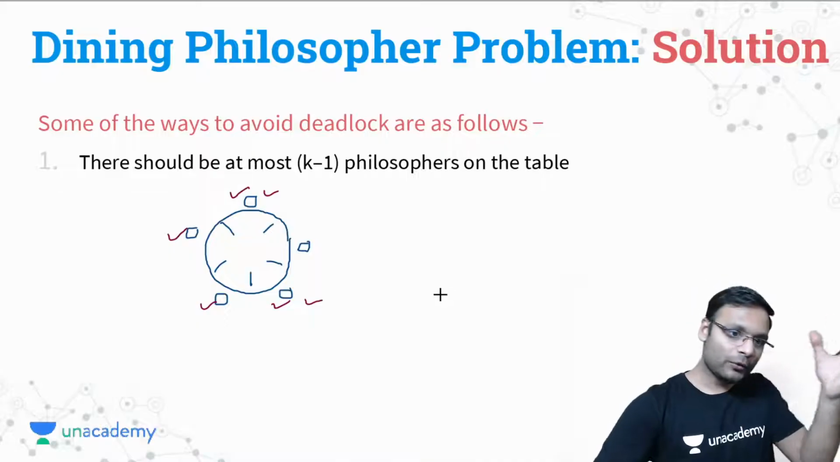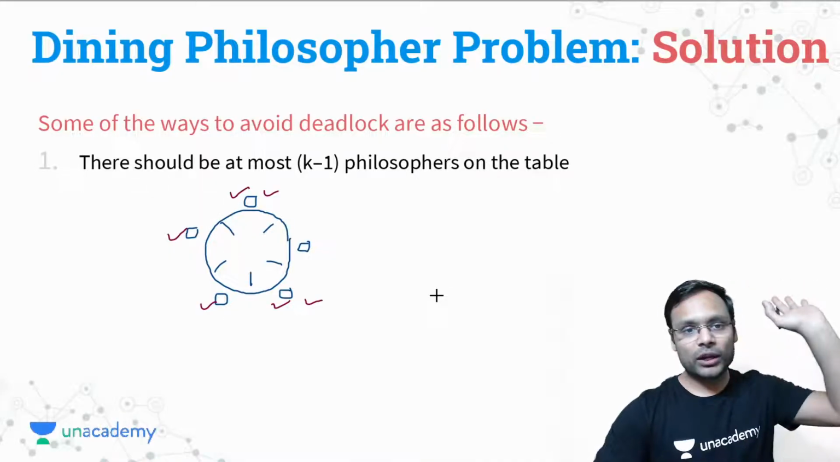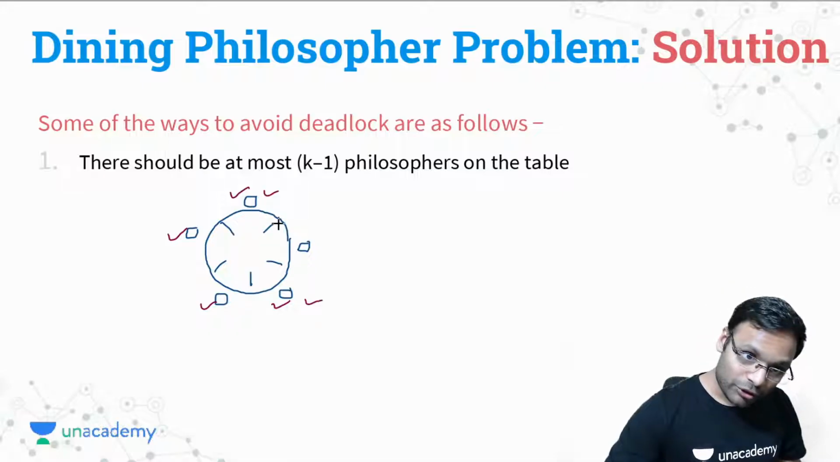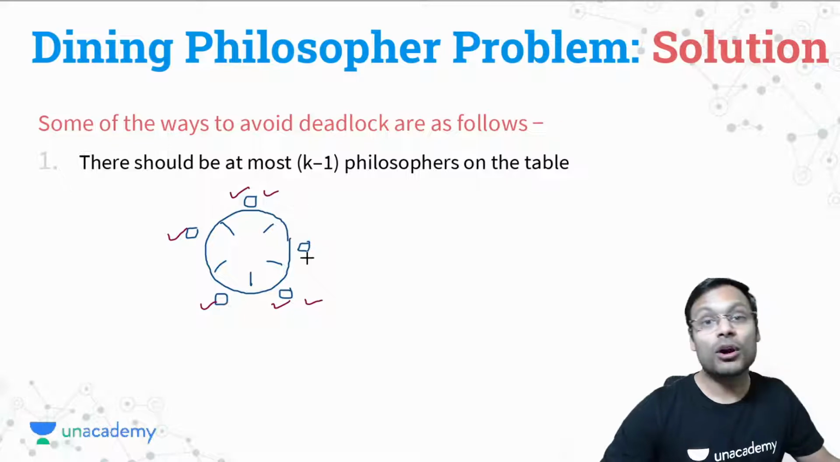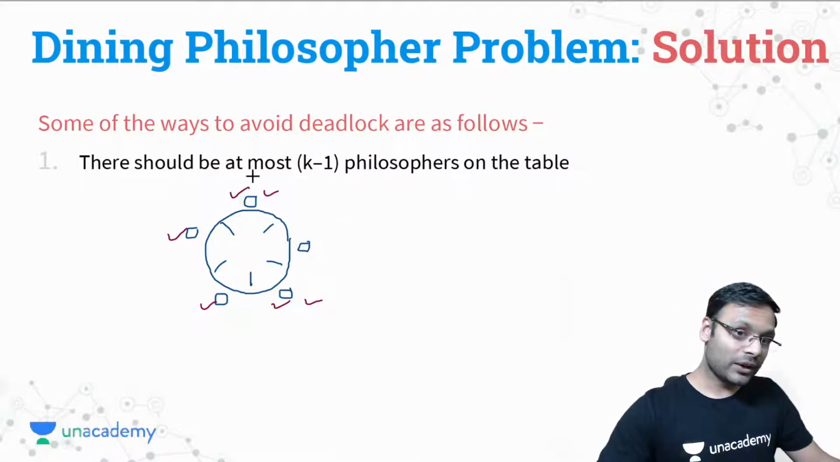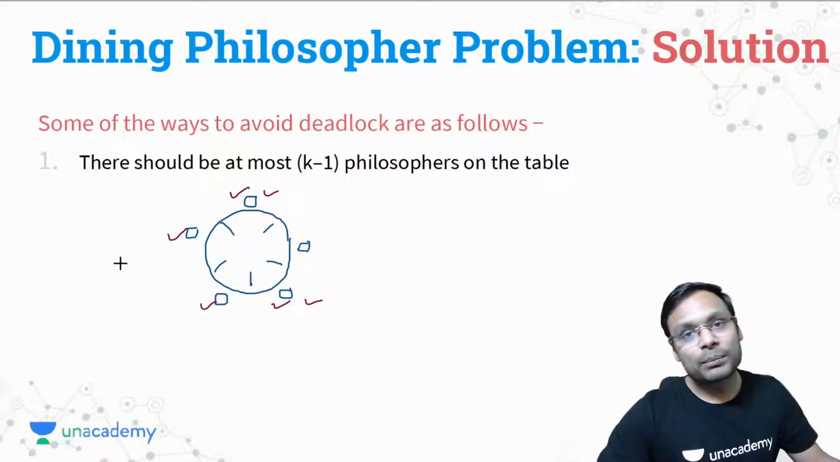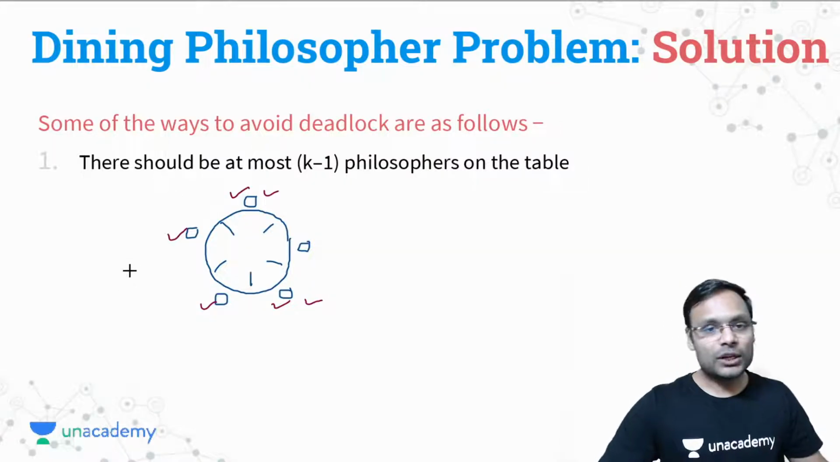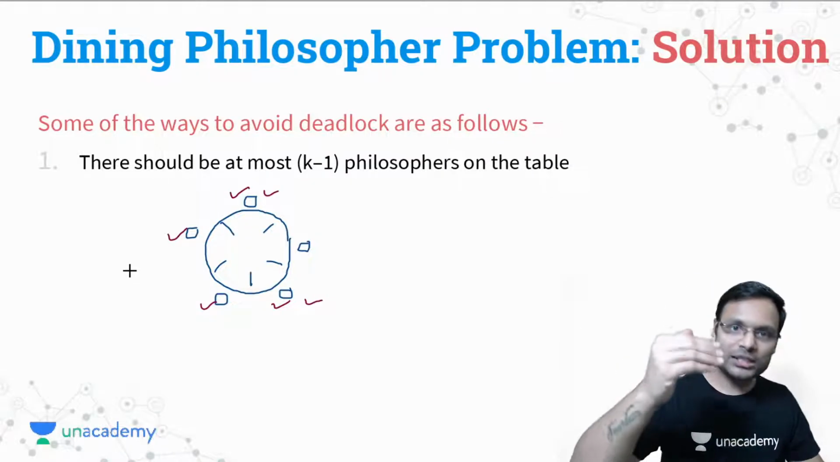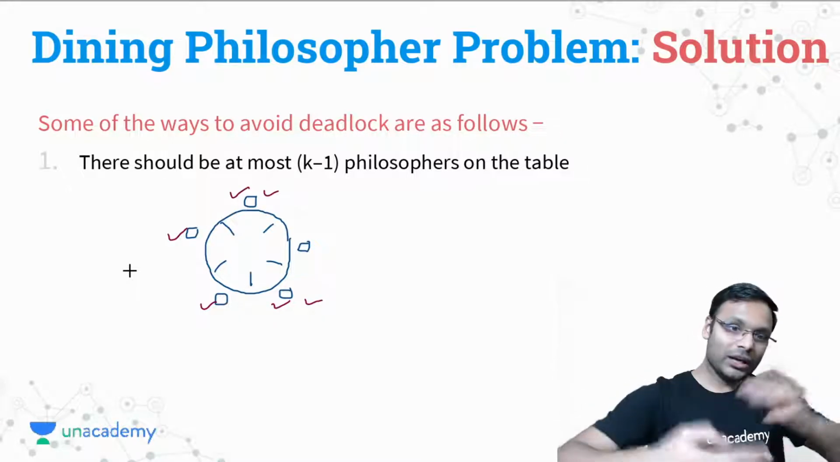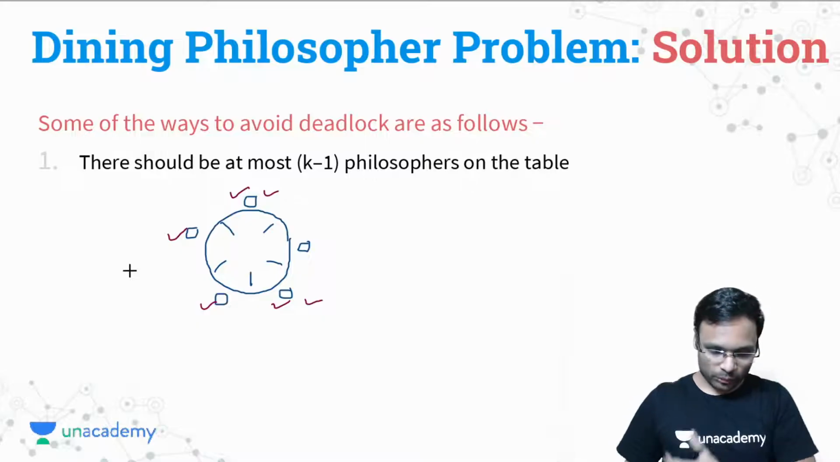After that, that fellow will leave the chopstick and another fellow can use it to eat. This person will not be waiting for this chopstick, and this person will not be waiting for this chopstick. So of course at least one of these can proceed further and eat. After some time, that fellow will leave the chopstick and the other fellow can eat. This way we can solve this deadlock problem.